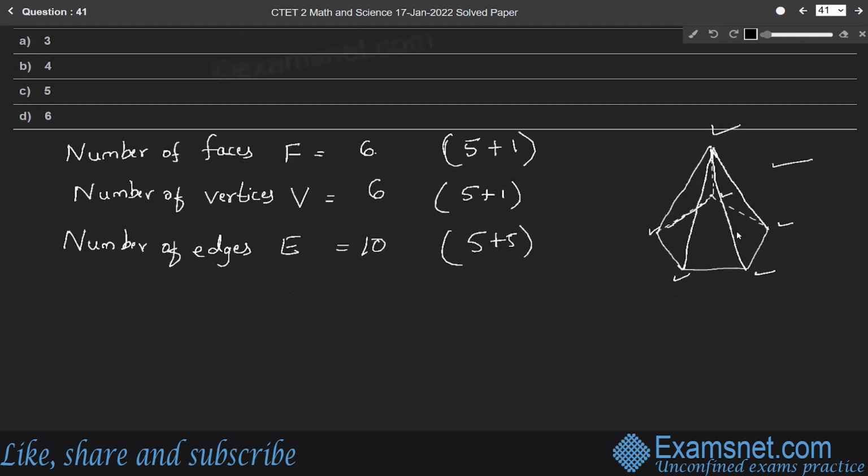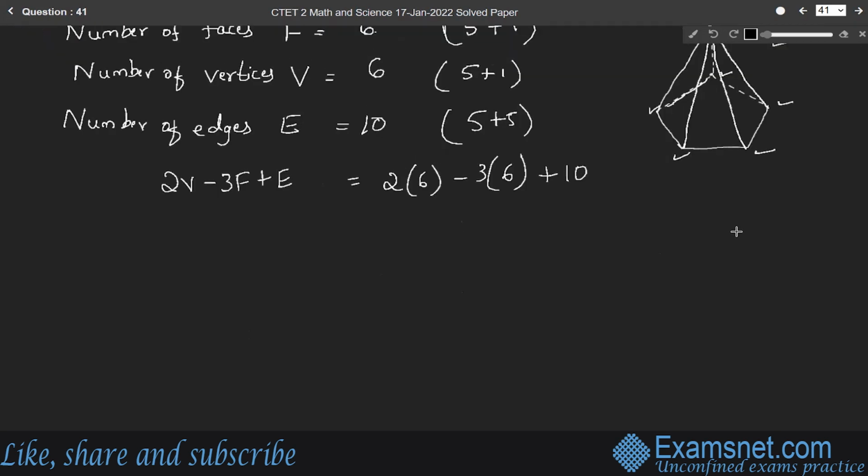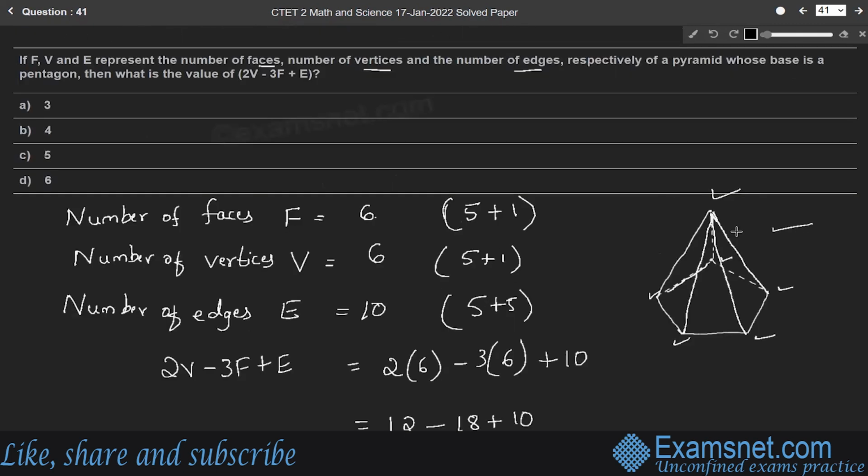Therefore, 2V minus 3F plus E is equal to 2 times 6 minus 3 times 6 plus 10, which is 12 minus 18 plus 10, which is equal to minus 6 plus 10 is equal to 4. Hence, option B is the right answer.